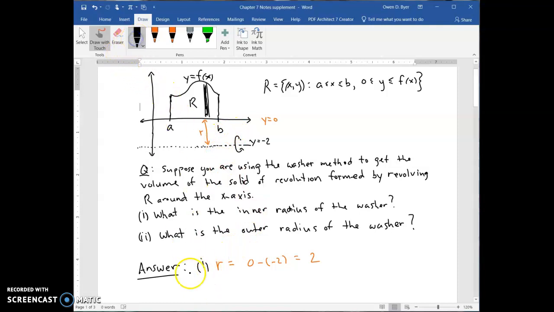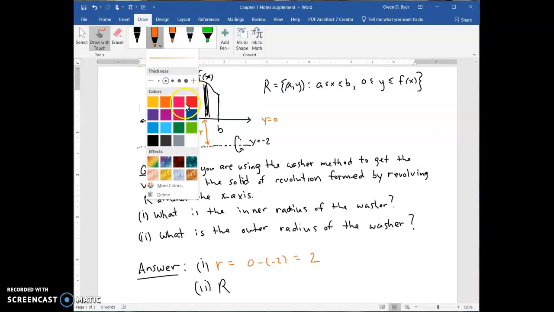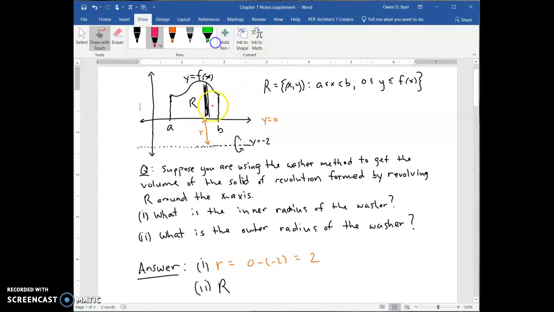The second question was about the larger radius. We'll call that capital R. And let's use a different color here. And that one will go from a fixed element, it'll come down to here. I'll call that capital R. This is different than the region R, which we talked about before as naming the region.